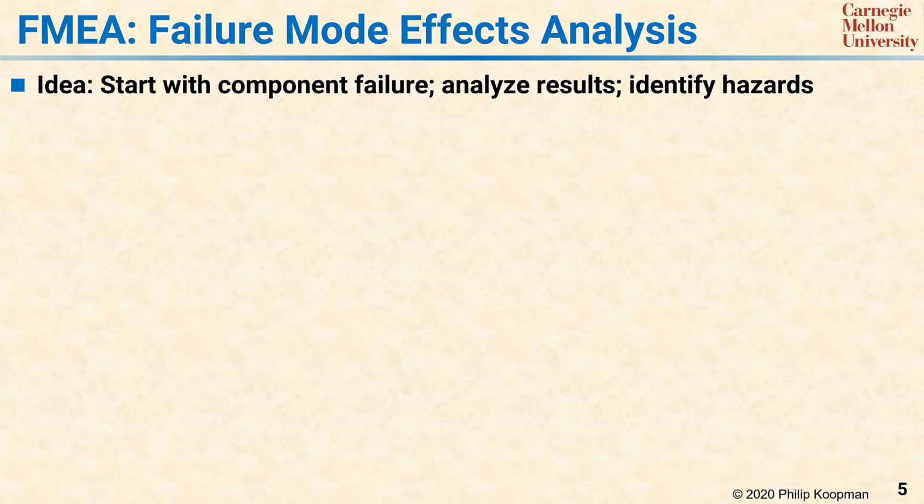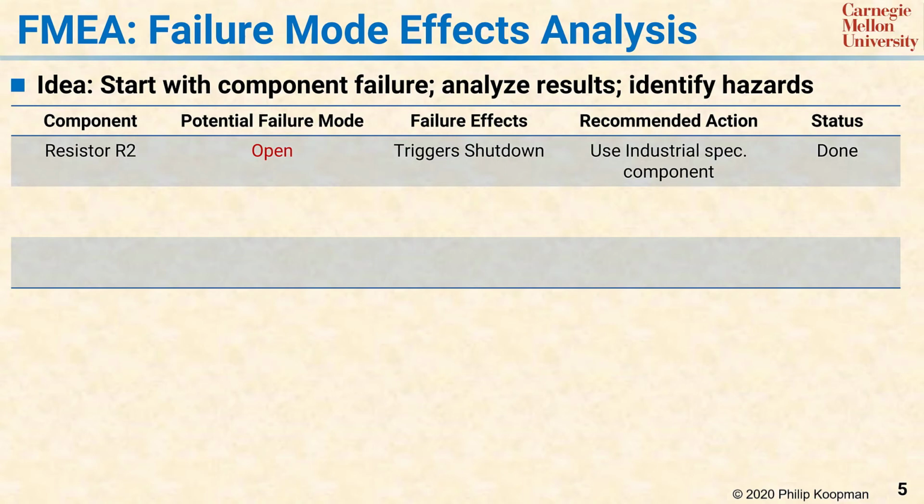A commonly used reliability analysis technique is FMEA, Failure Mode Effects Analysis. Sometimes there's a C in there which stands for criticality, which would be an FMECA, but they're basically the same idea. The idea is you start with a component failure, you analyze the results of that component failure, and you identify the hazards that can result from that component failure, and optionally you add in a criticality, meaning how bad is the problem. FMEAs work with a table that lists the various aspects of the analysis.